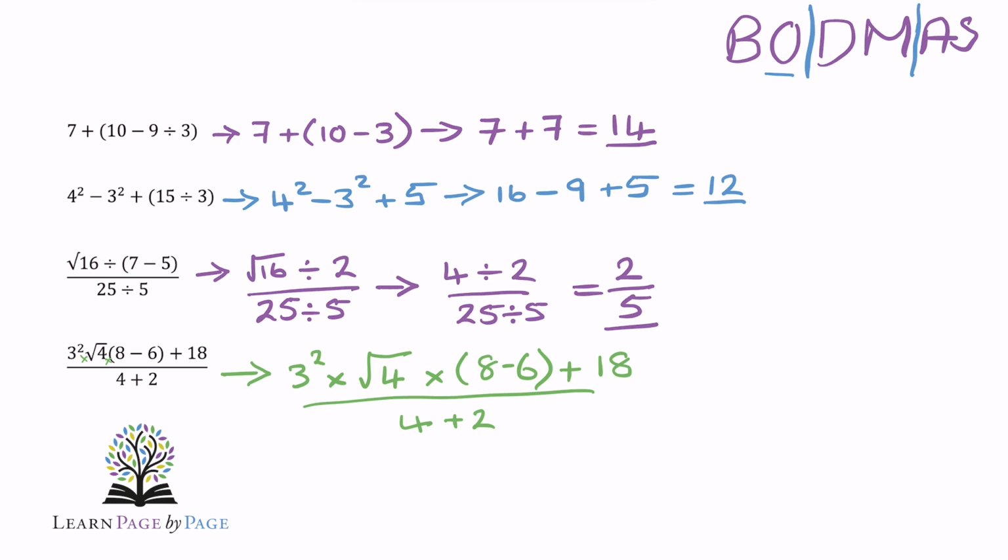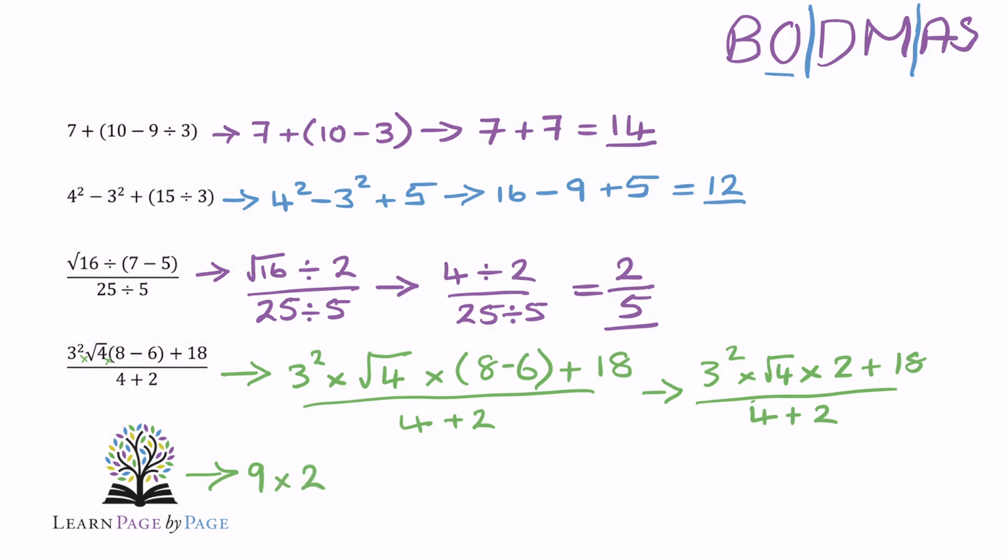Now we have to do the bracket first. So 3 squared multiplied by the square root of 4 multiplied by 8 minus 6 is 2 plus 18. Still all over 4 plus 2. Now here we need to do the others, which is the 3 squared and the square root of 4. We're going to bring that down here, and 3 squared is 9, multiplied by the square root of 4 is 2, multiplied by 2 plus 18 all over 4 plus 2.